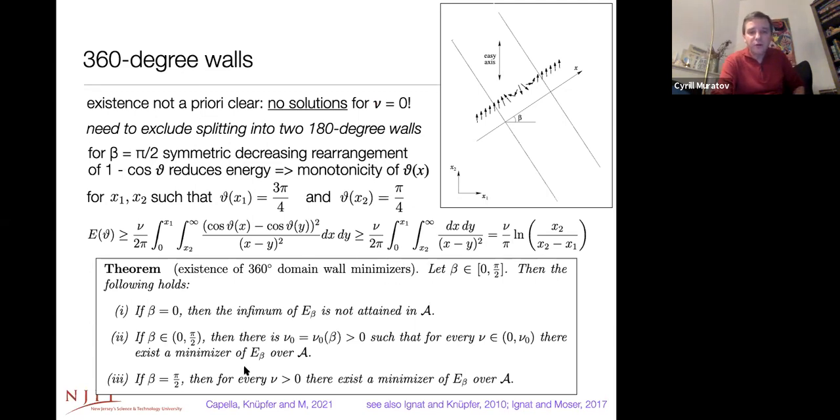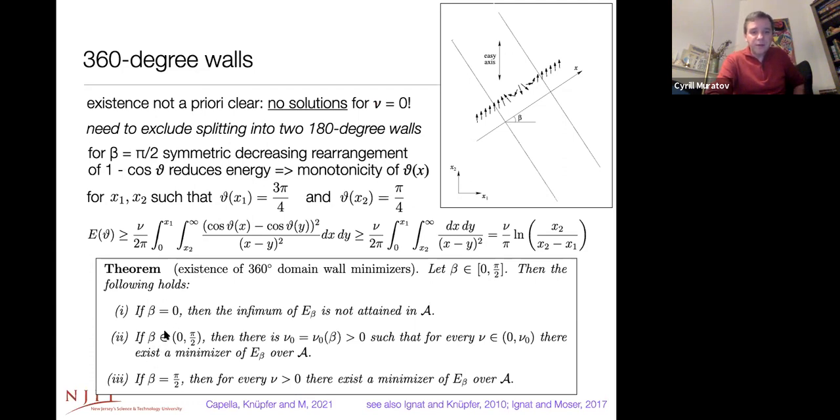So then we have the following theorem, and this is never-ending work with Antonio Capet and Hans Knüpfer for many years, but hopefully will be finished this year. So we have existence depending on the angle beta. If beta is equal to pi/2, so the wall is along the direction of the easy axis, then there exists a minimizer of the problem for all values of nu. Okay, and it is monotone.